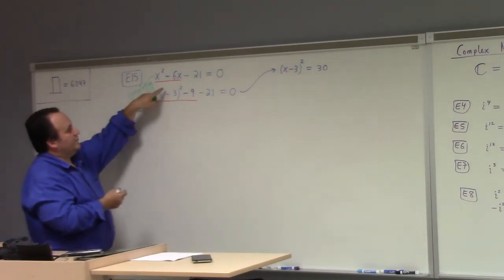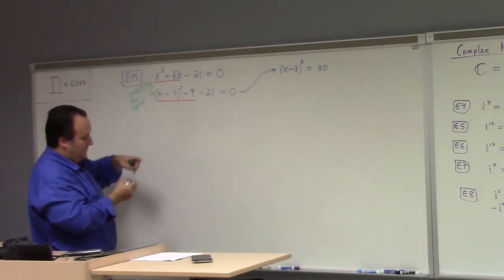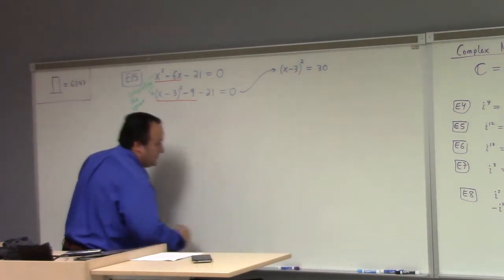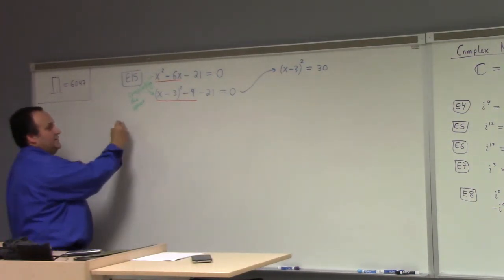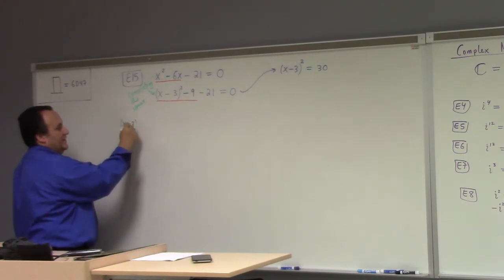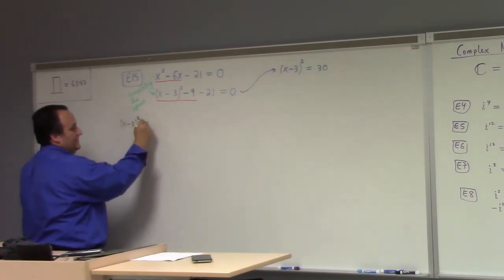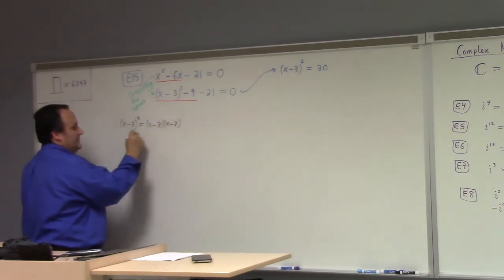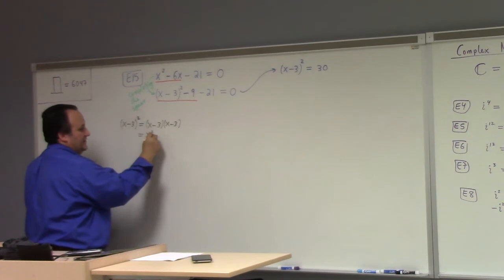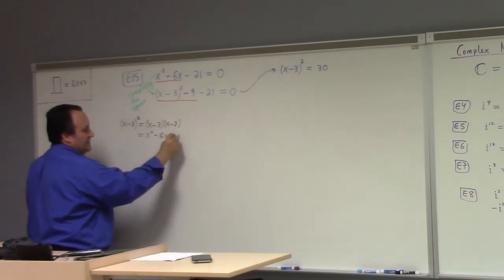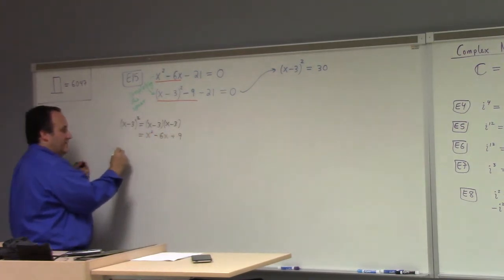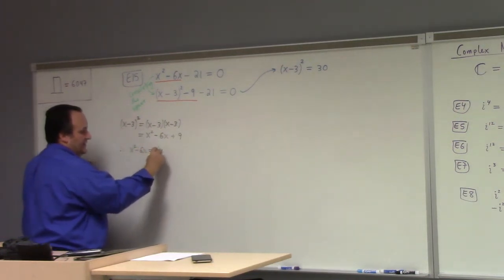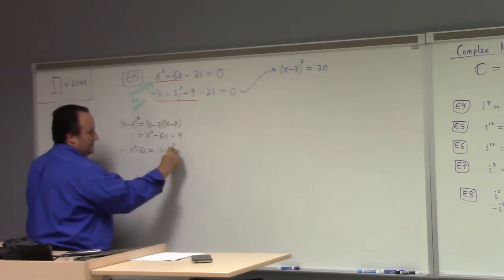Because if I put x minus 3 squared here, right? Oh, okay, good. That's a good question. We're going to keep doing this, but let me stop and explain. So x minus 3 squared is literally x minus 3 times x minus 3, right? So that is x squared minus 6x plus 9. Therefore, x squared minus 6x is equal to x minus 3 quantity squared minus 9.